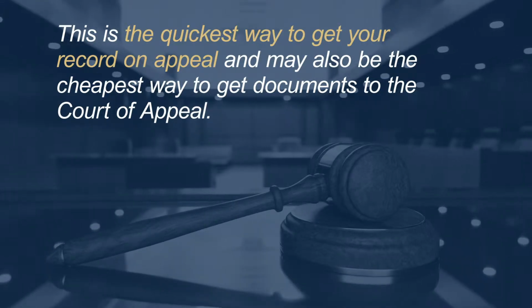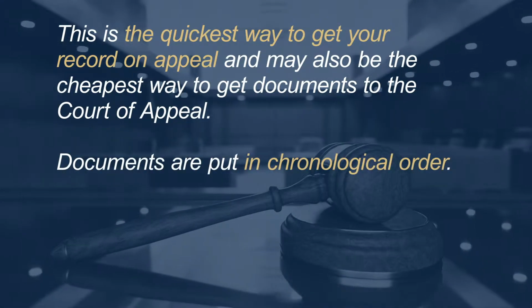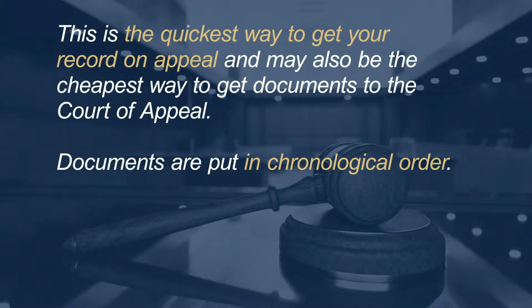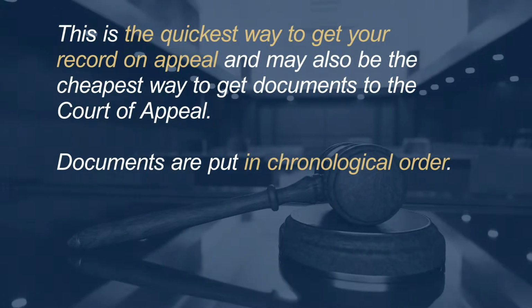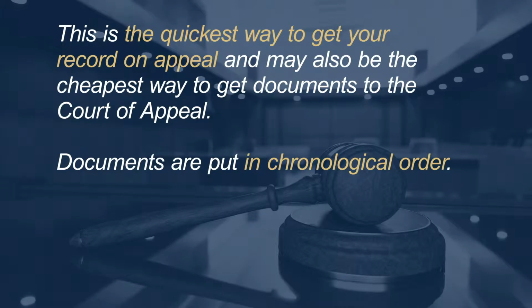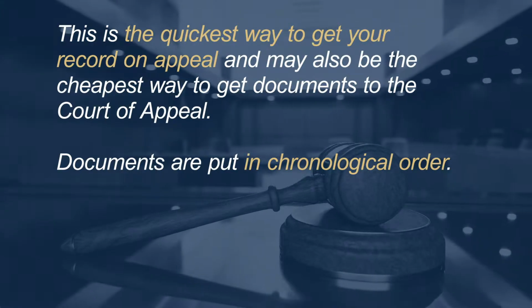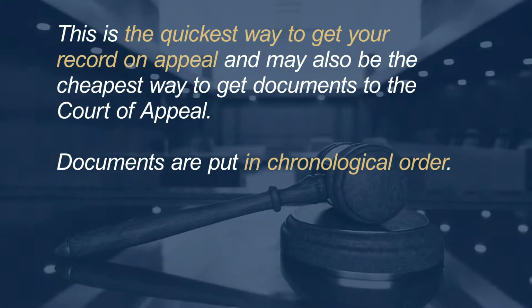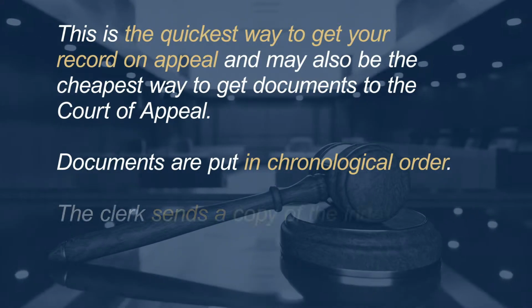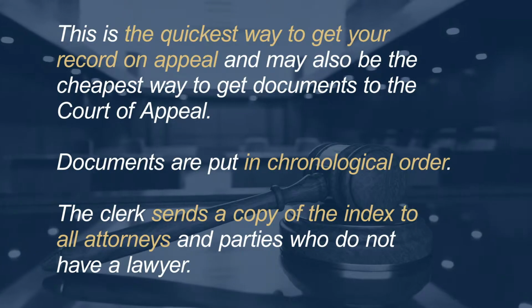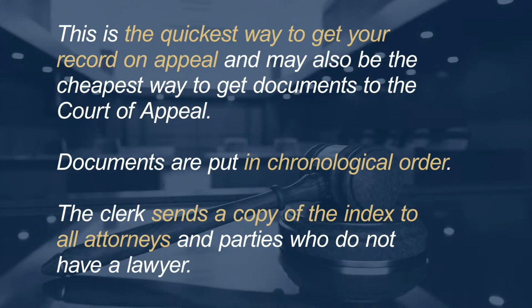In the trial court file, documents are put in chronological order, which means they're in order by date. Many trial courts keep a list of all the documents. This list is called a register of actions. The trial court file includes a list with the names of all the attorneys in the case, the parties they represent, and any parties who do not have a lawyer. If the appellant chooses to use the whole trial court file, the trial court clerk must send a copy of the index to all attorneys in the case and any parties who do not have a lawyer.